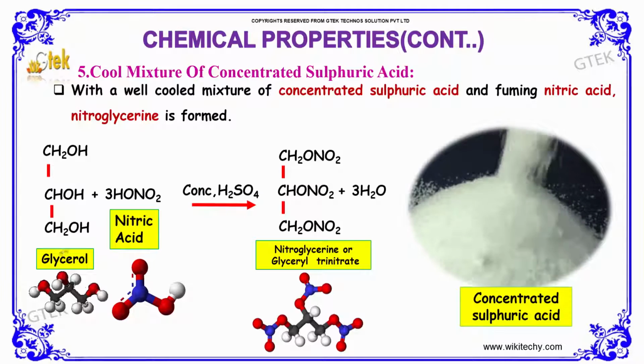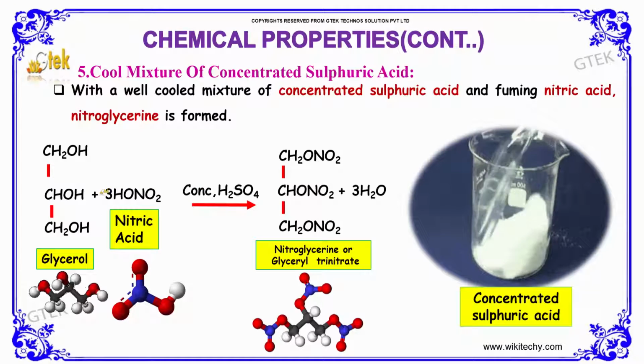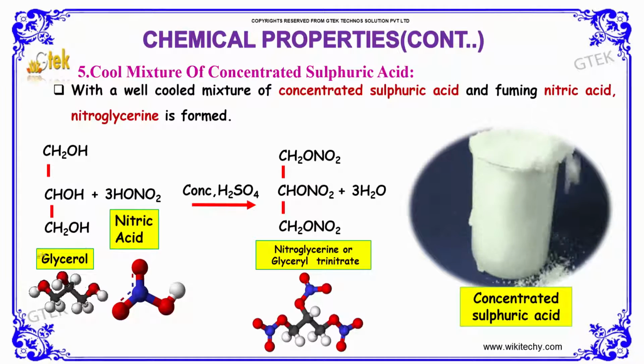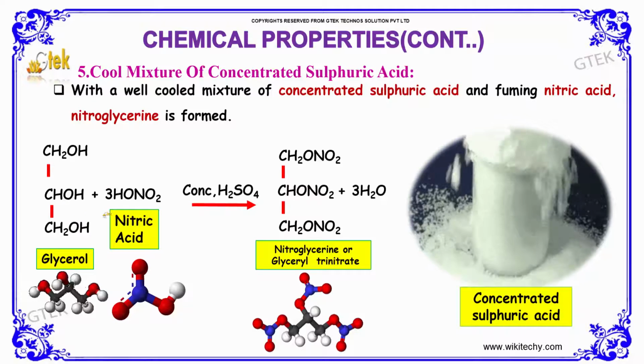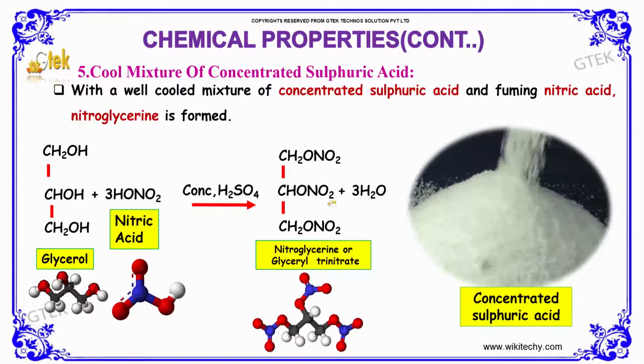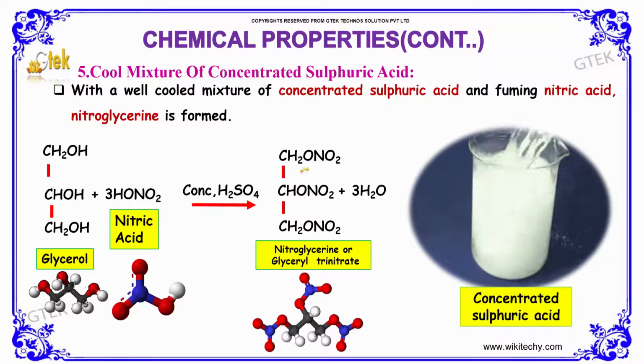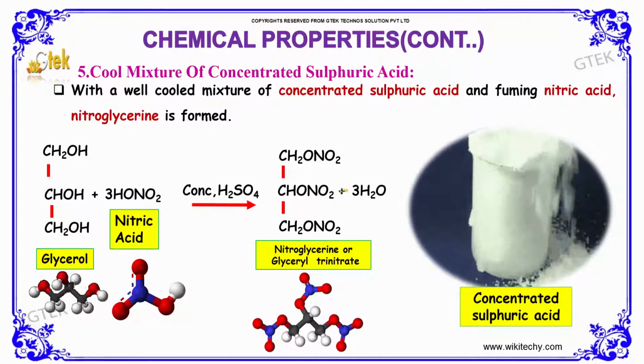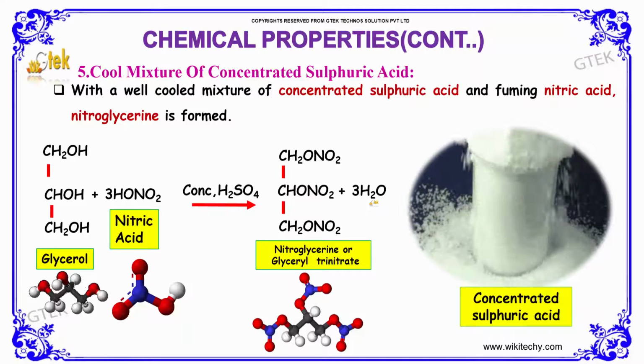Glycerol is taken and 3 moles of nitric acid is added as shown here. These reactants are made to react under concentrated sulfuric acid. Thus the product obtained is known as nitroglycerin or glycerol trinitrate and 3 moles of water is formed as a byproduct.